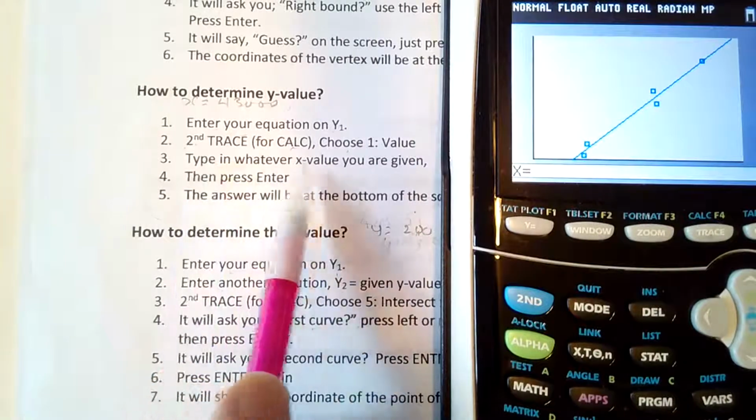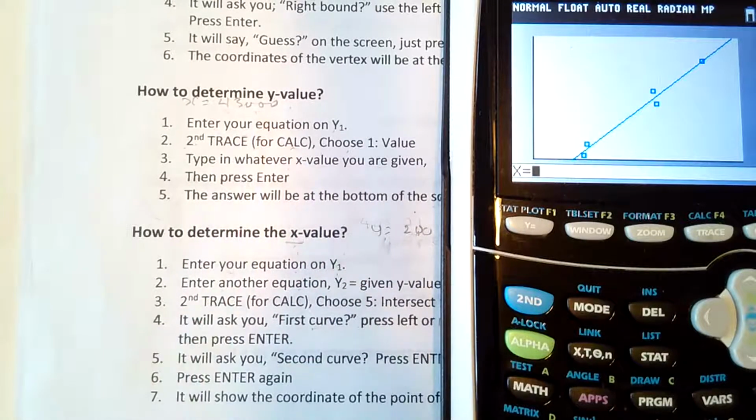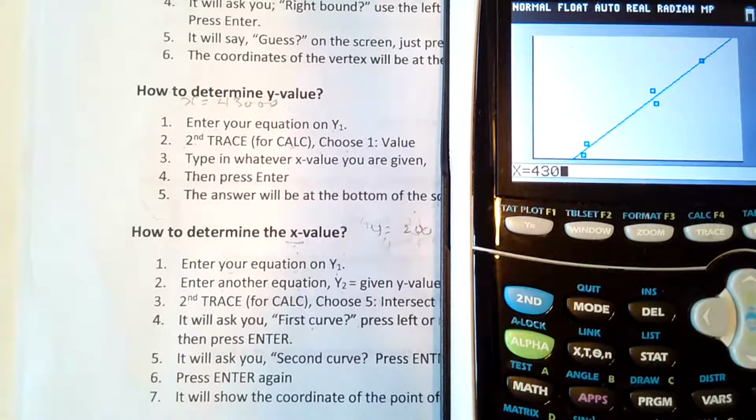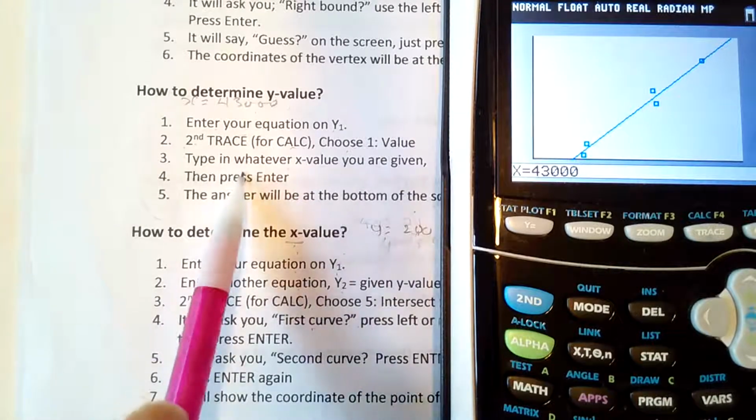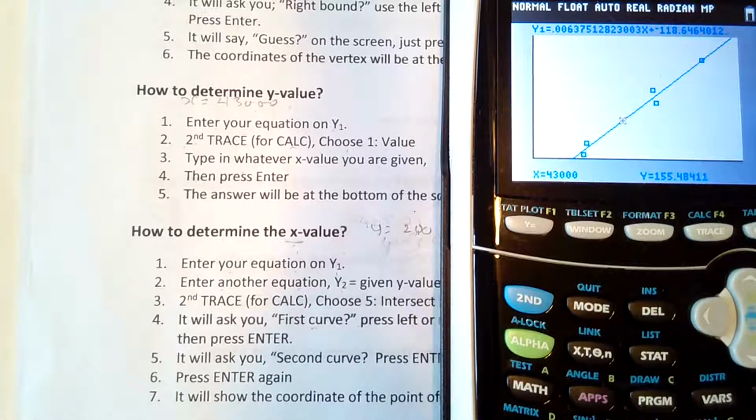And it says, type in whatever x value you were given. The x value we're given is 43,000. So I'm going to put in here 43,000. Then press enter again. That gives me a depth of 155.48. So this is your answer at the bottom of the screen.